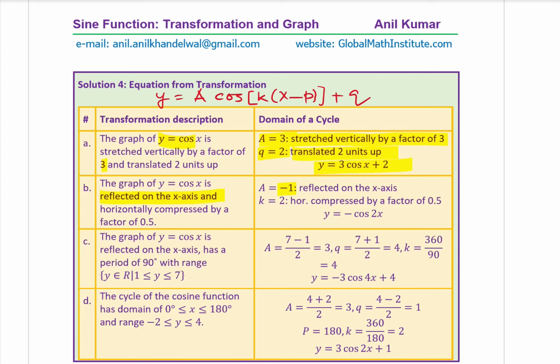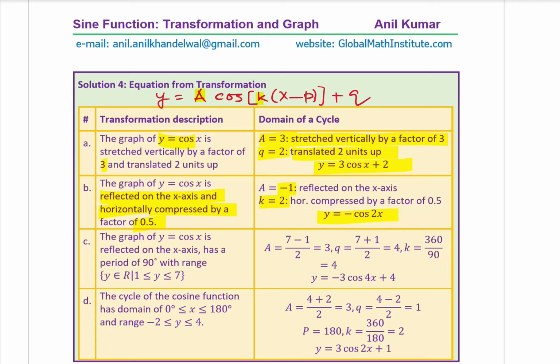In part B, we are looking for reflection on the x-axis, meaning the a value will be negative, right? Now since there is no stretch, it is negative 1. Horizontally compressed by a factor of 0.5 means k is 2. So substituting this value of k and minus 1 for a, we get y equals minus cos 2x. So that fits the description, correct?